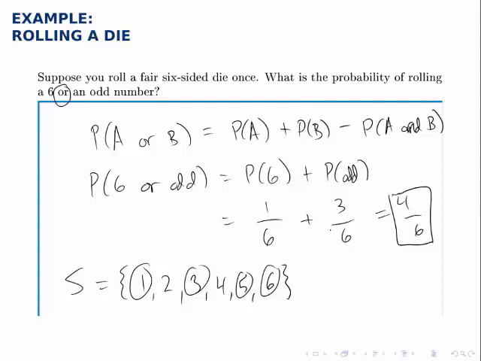Again, there's at least 2 different ways of doing this problem, and both of them give the correct answer. Both of them are perfectly fine ways of doing it. So either way you do this problem is okay. But for some problems where the sample space is so large that we don't want to list it or picture it, the first method will be more useful.